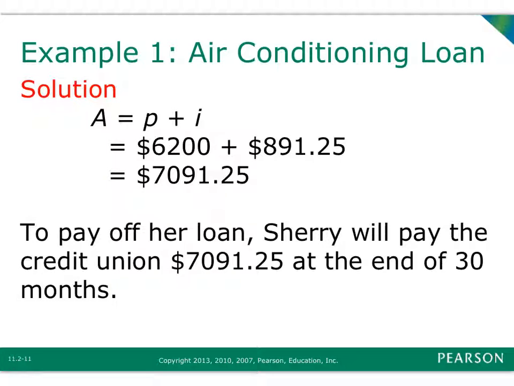So the solution is the amount is equal to P plus I, 6,200 plus 891.25, and you see that it's $7,091.25. So to pay off her loan, Sherry will pay the credit union $7,091.25 at the end of 30 months.